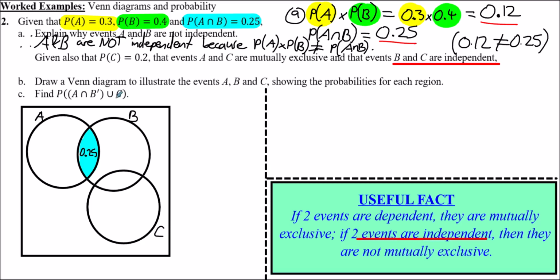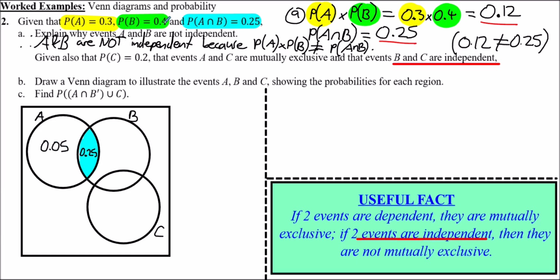So now we just need to add in all these probabilities as carefully as we can. We're told here, probability of A is 0.3. This bit of A is already 0.25. Think about it as 30 pence, the total for A. We've got 25p already, so this must be the extra 0.05.